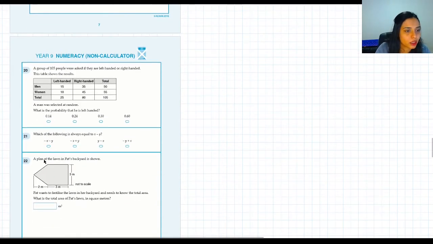Question 20. A group of 105 people were asked if they are left-handed or right-handed. This table shows the results. A man was selected at random. What is the probability that he is left-handed?